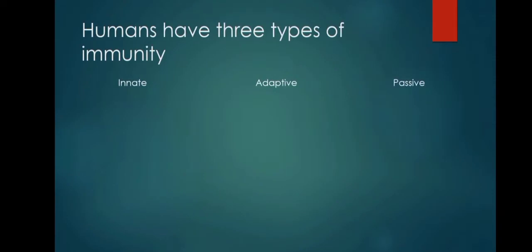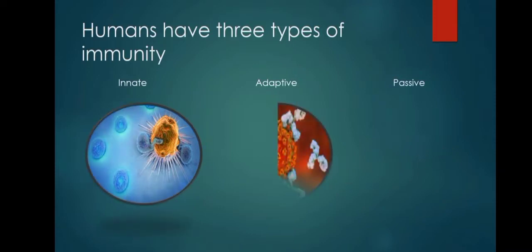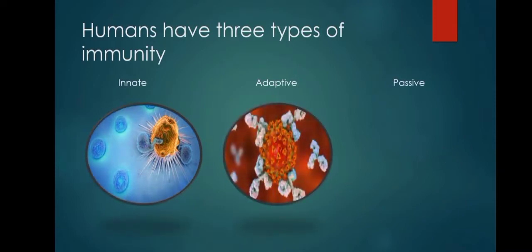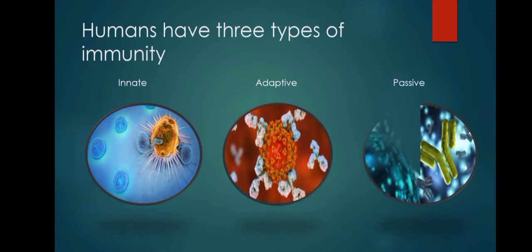Humans have three types of immunity: the innate, adaptive, and passive immunity.